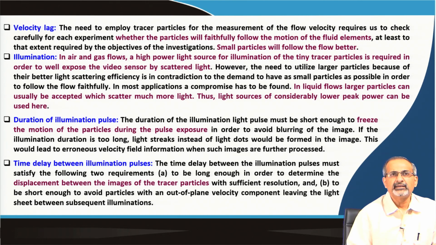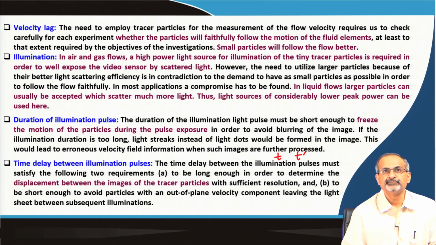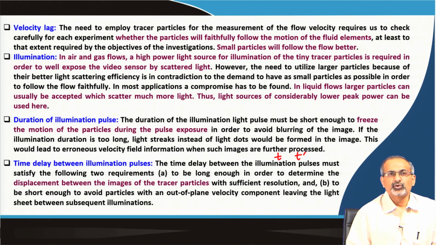Time delay between illumination pulses. The delay that you have between the two pulses, one at time t, another at t dash, if you recall one of the earlier slides, must follow two requirements. They should be long enough in order to determine the displacement between the images of the tracer particles with sufficient resolution on one hand, and they need to be short enough to avoid particles with an out of plane velocity component leaving the light sheet altogether between subsequent illuminations.